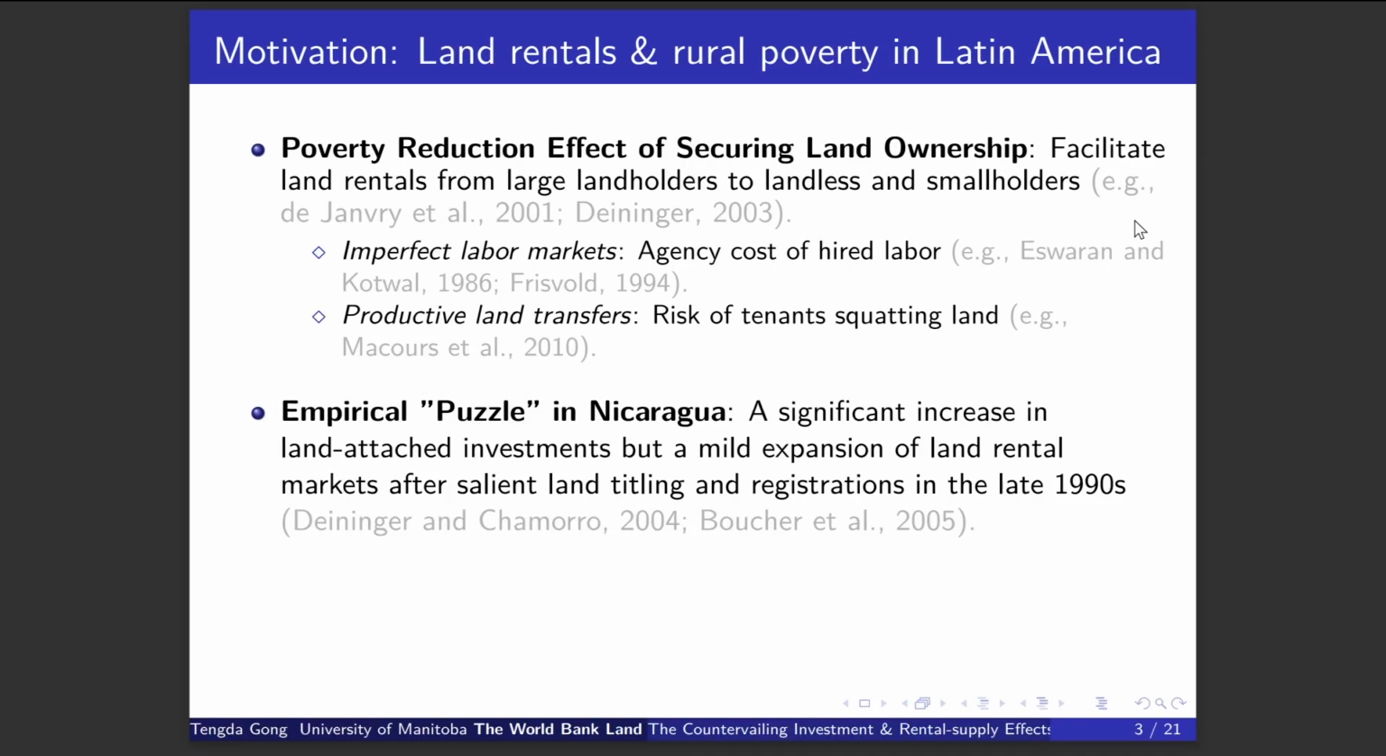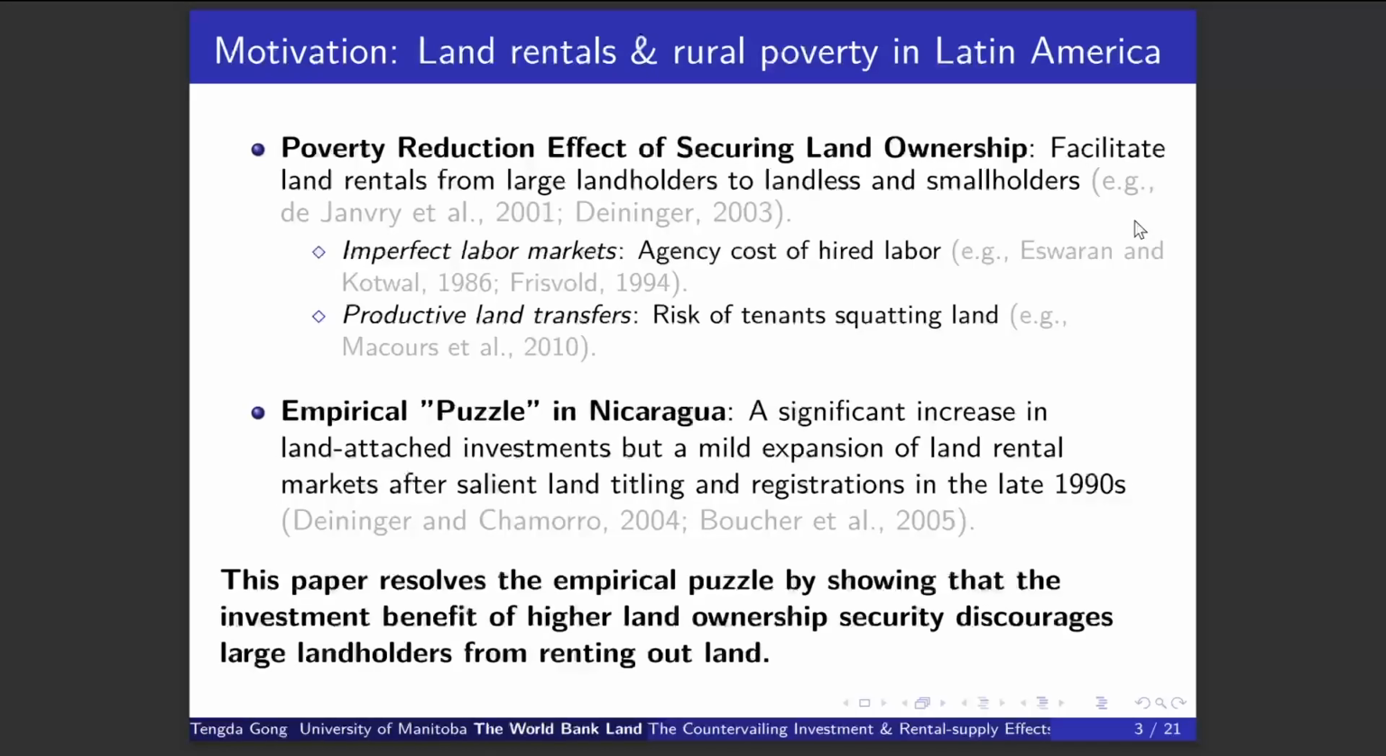However, in reality, you find something puzzling: at least in Nicaragua, there are a bunch of papers, including my advisor and Deininger, showing a significant increase in land-attached investments, but only a mild or sometimes even a reduction in land rental markets after the salient land titling restoration in the late 1990s, which was the early reform of the program. So these people were going to resolve this puzzle. I still find the puzzle contemporary, so I resolve it by showing that the investment benefit of higher land ownership security can actually discourage a lot of landholders from renting out the land.